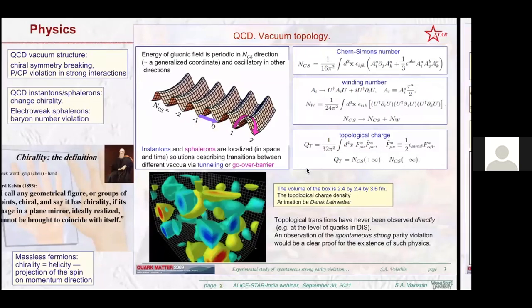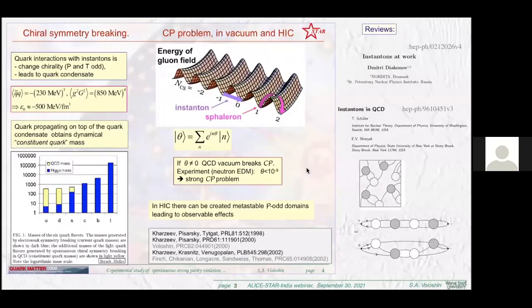And those processes are responsible, it's again an old slide, for this chiral symmetry breaking. If you want, you can go and read more in several really very good reviews by authors like Dmitri Diakonov and Shuryak with co-authors. In fact, this particular picture of the energy of the gluonic field I took at some point from this review, and I added the axis and instanton and sphaleron. That was for one of my talks.